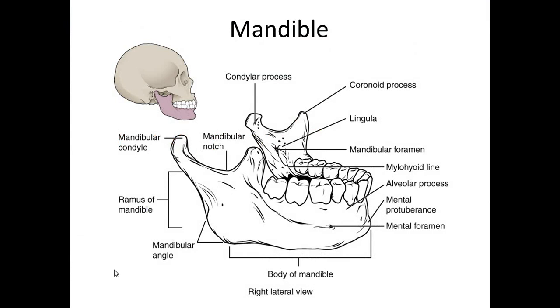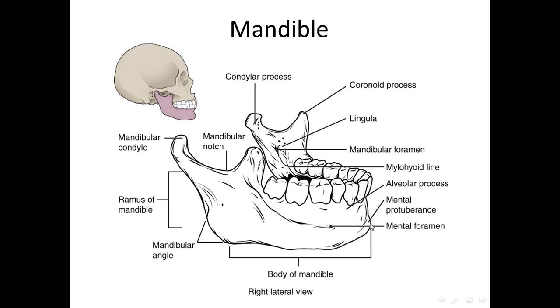This is an isolated mandible which is fused in adults. This is the body of the mandible, and this is the ramus. It has these two projections. The anterior one is the coronoid process, and the posterior one is the mandibular condyle, which articulates with the temporal bone, forming the temporomandibular joint. This notch between these two projections is the mandibular notch.